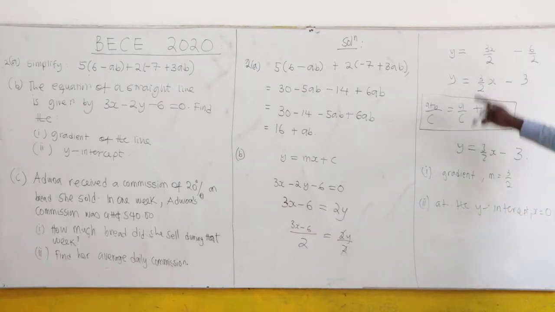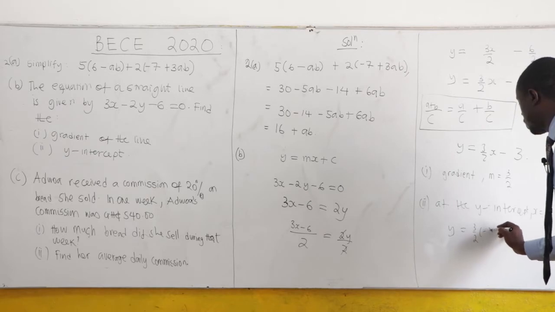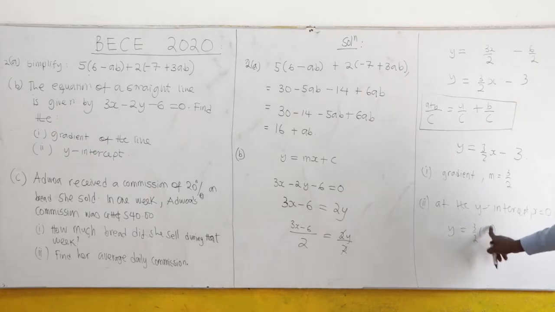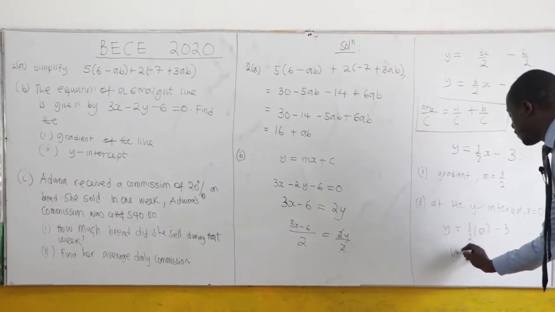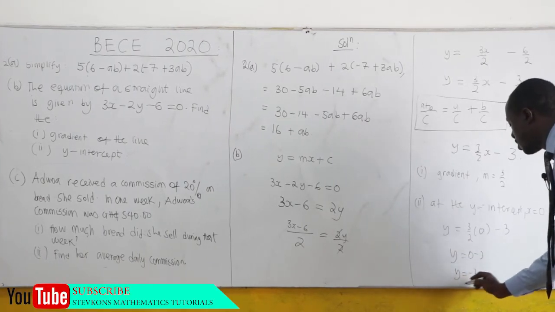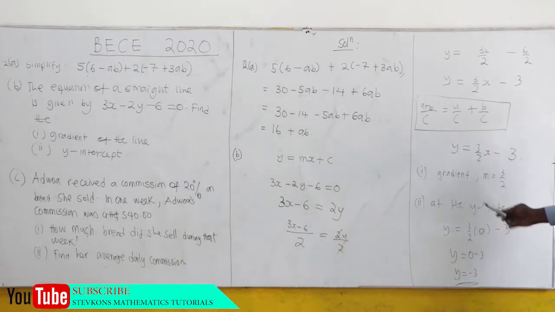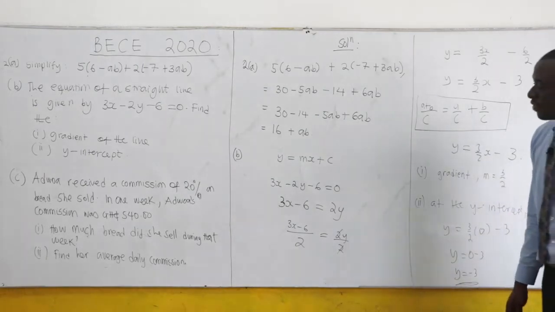Now, what is the equation? We have the equation to be y equals 3 over 2 x minus 3. So, we have our y, 3 over 2, we have our x, but then this is 0. At the y-intercept, x is what? 0. So, we have 0 minus 3. And clearly, this, given this time, that's 0. So, you have y equals 0 minus 3. So, you have y to be equal to negative 3. So at the y-intercept, y is equal to negative 3.